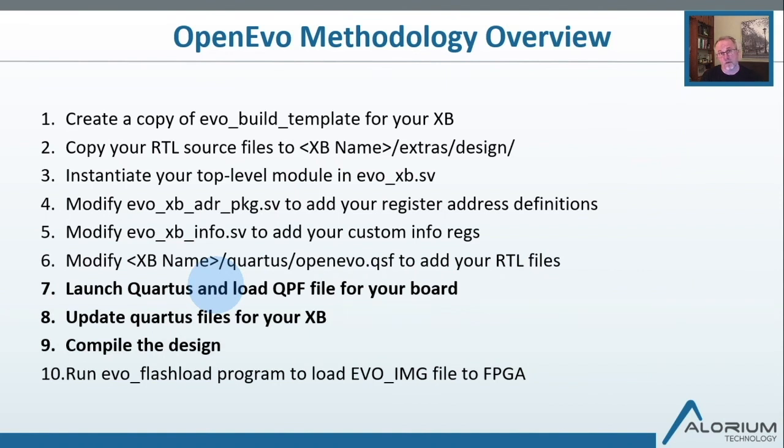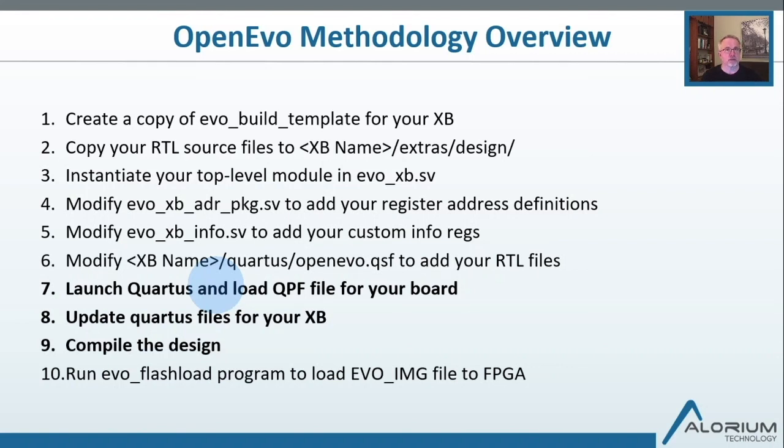So now we've got all of our files modified. At this point, we can go into our Quartus directory and double-click on that EvoQPF file, just like we did in the Quickstart. That's going to open up Quartus and then load the project file. Since this is the first time that we are running with this XB, we're going to want to run our OpenEvo update script. And that's going to make sure that our XB is compatible with the Evo BSP that we have. In the future, you don't really need to run this update unless you update the Evo BSP library. Then you'll probably want to run it just to make sure.